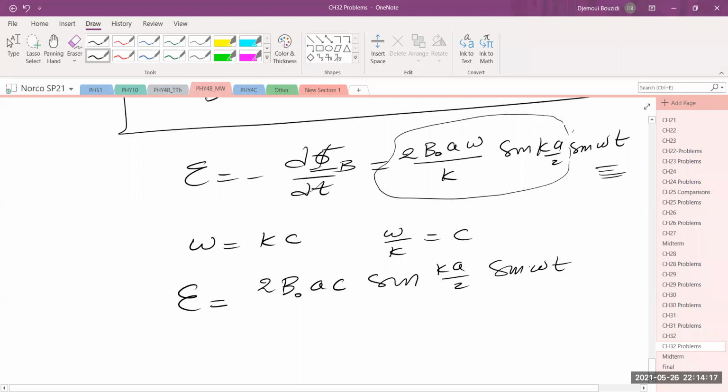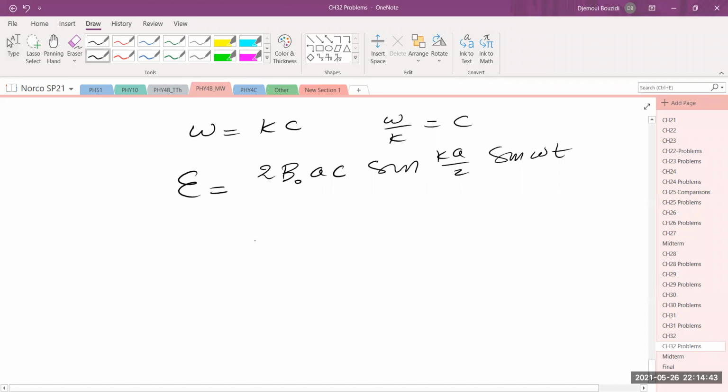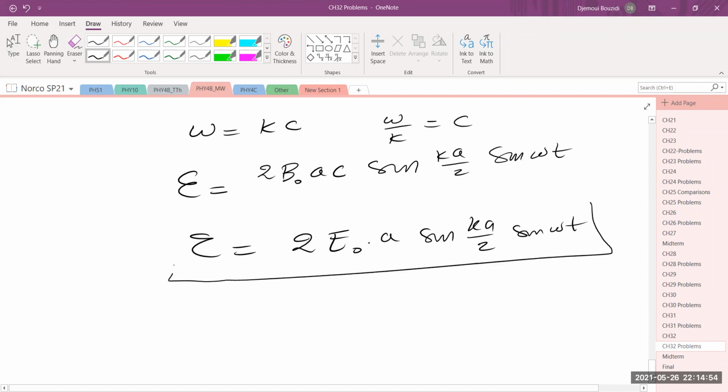This is an oscillating signal, basically coming from an EM wave. This is the case for it. Now there is another expression here. I know B naught times C. C is actually the electric field. So this EMF is actually equal to 2 times the electric field max times A times the sine of Ka over 2 times the sine of omega t. So there is another way of rewriting this expression, whether with the electric field or the magnetic field.